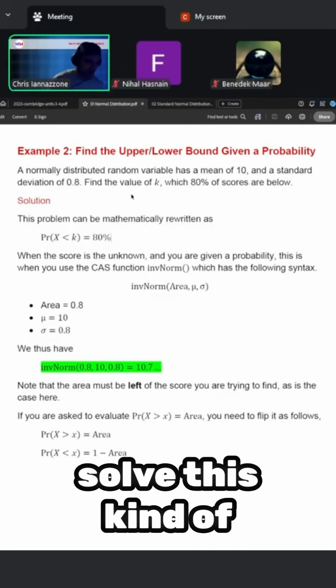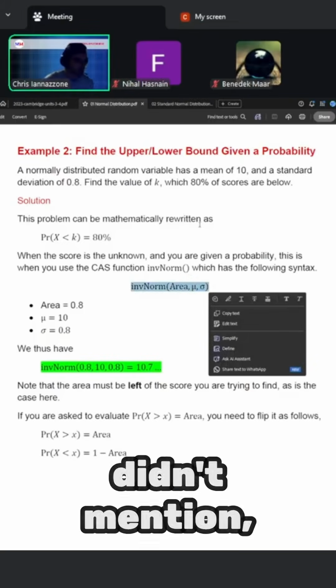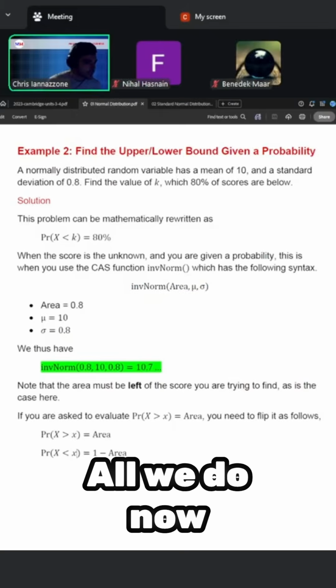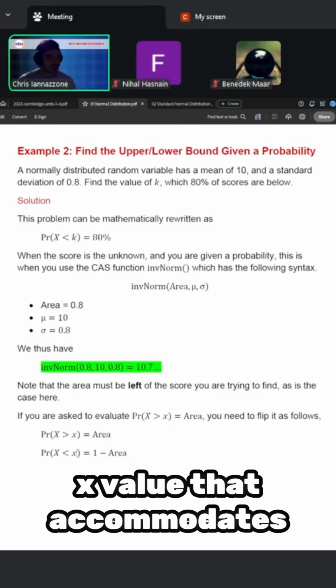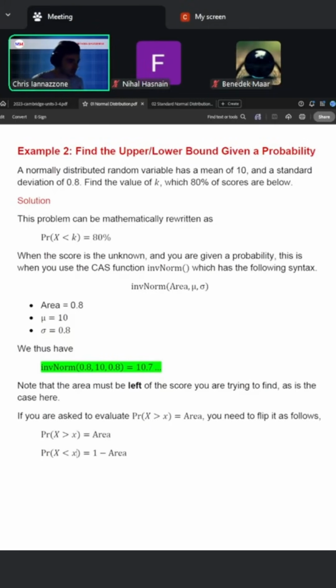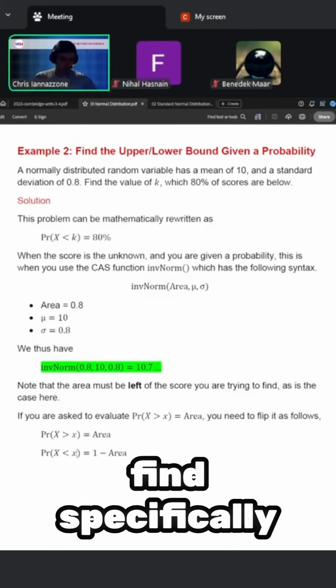The way that we solve this kind of question is with the other function that I didn't mention, the inverse normal. All we do now is just plug in the information that we have, and we're going to get the particular x value that accommodates that net probability. So what did we find specifically?